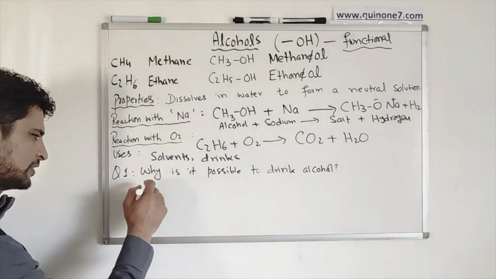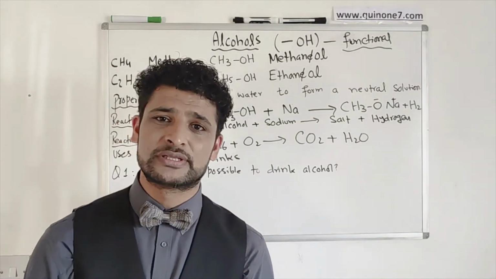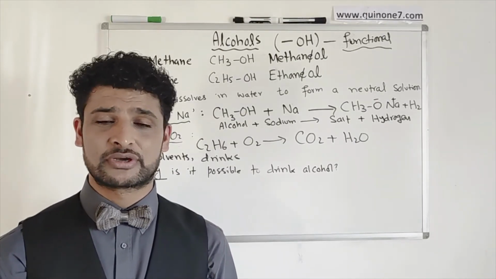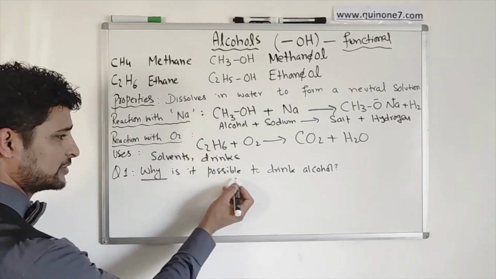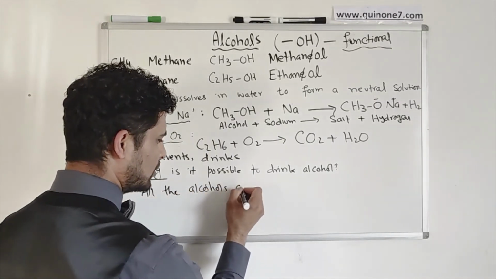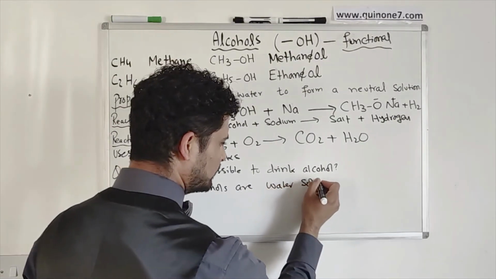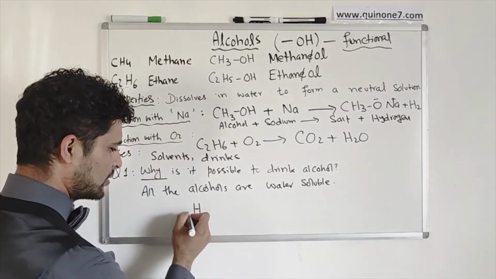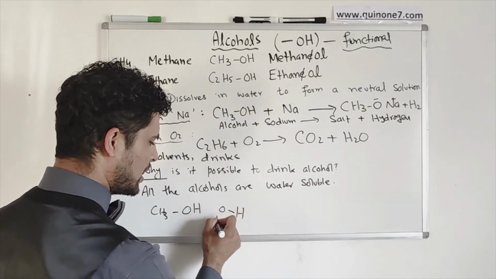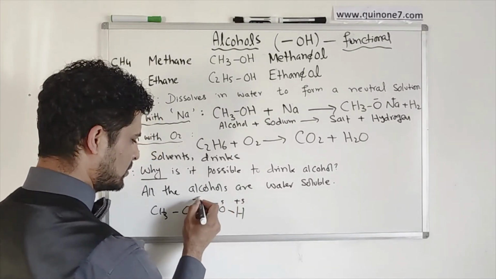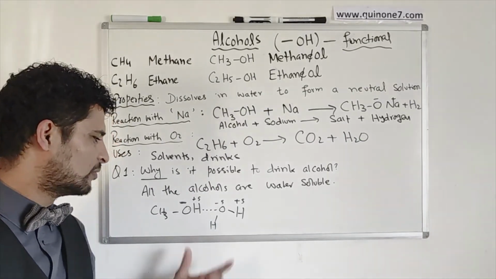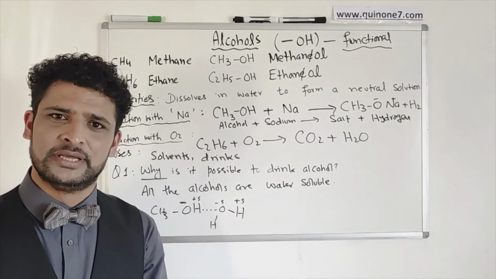Now this is a very famous question: why do you think alcohol is something you can drink? The reason is obviously that once you drink it, it is water soluble, so it's not going to harm you. So the answer for this question, why is it possible to drink alcohol? All the alcohols are water soluble, so they're dissolving. The OH bond here is going to make hydrogen bonding, because they can make a hydrogen bond between the water and the alcohol molecule. That's why they are soluble in water, and that's why we can drink them.